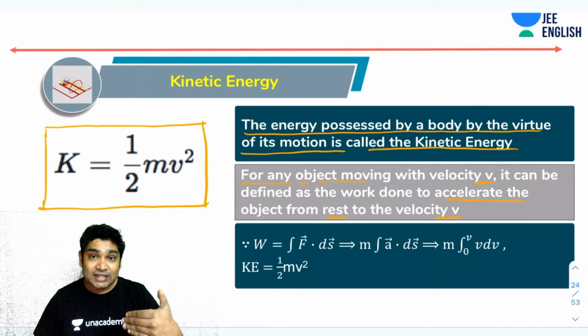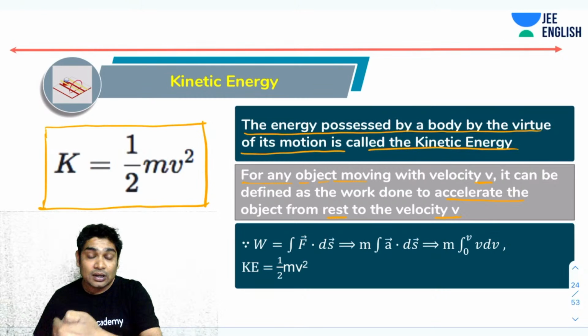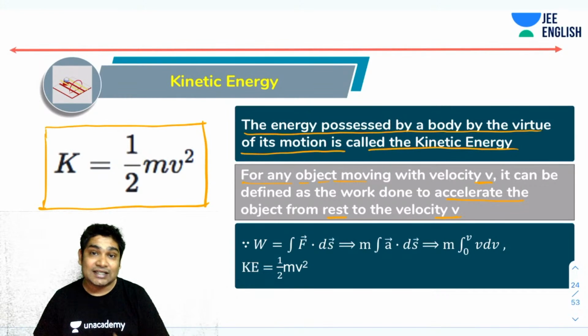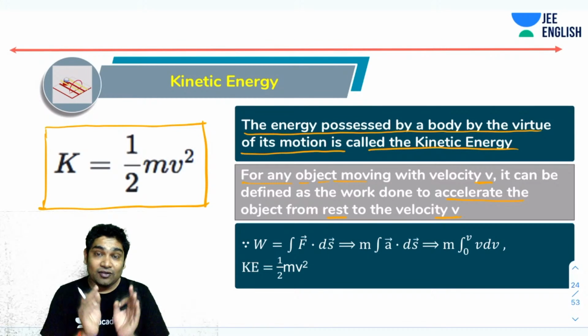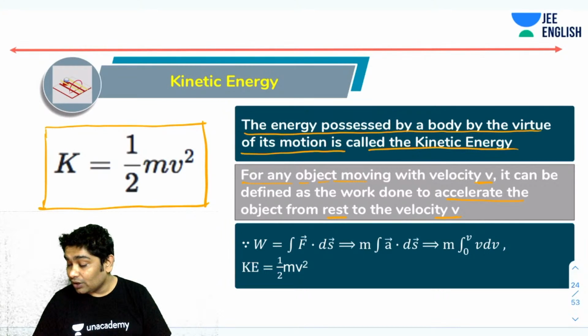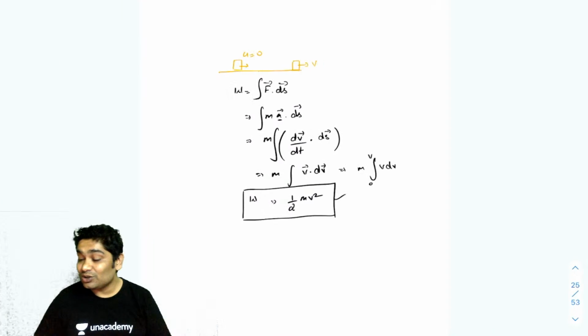When this motion is there, then this body can also do this amount of work on any object before the motion ceases completely. That is why you say that because of motion, a body has kinetic energy, and kinetic energy is equal to half mv square. Okay, so yes, I think I've shown it here also. Okay, so let's move forward.